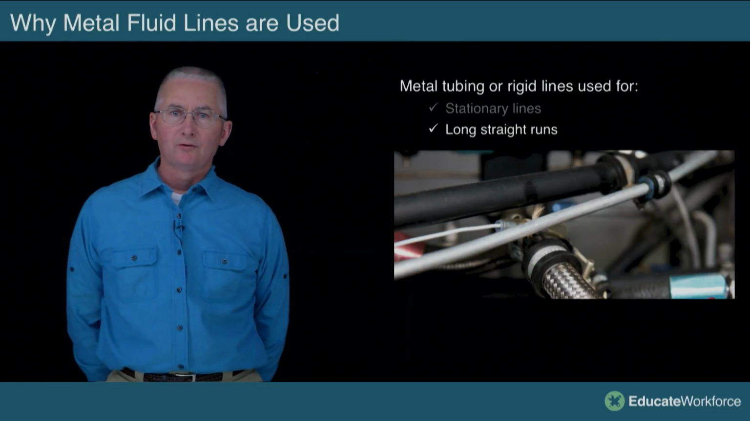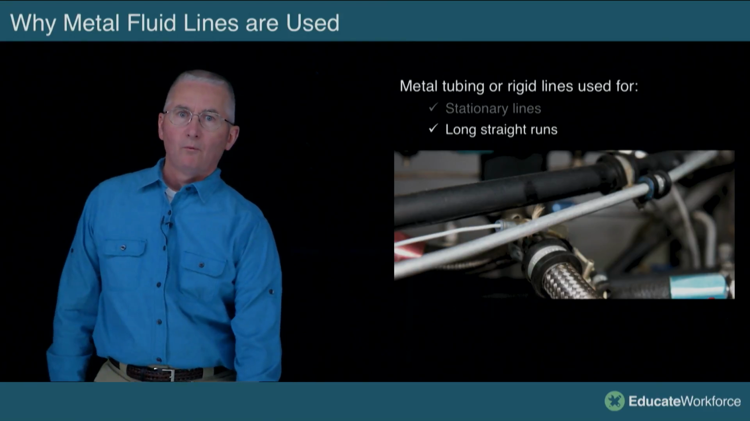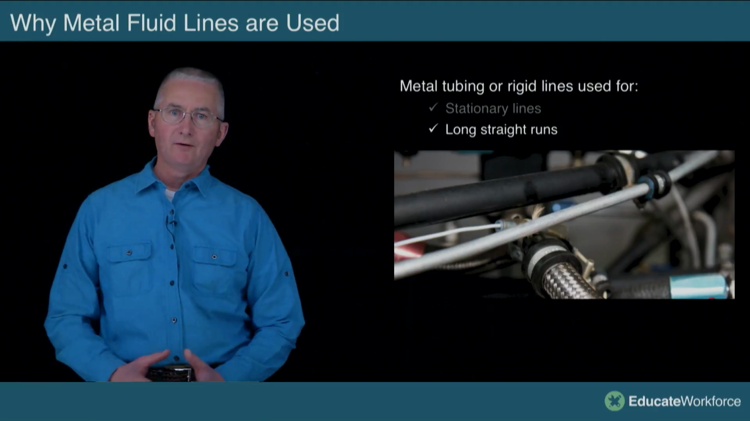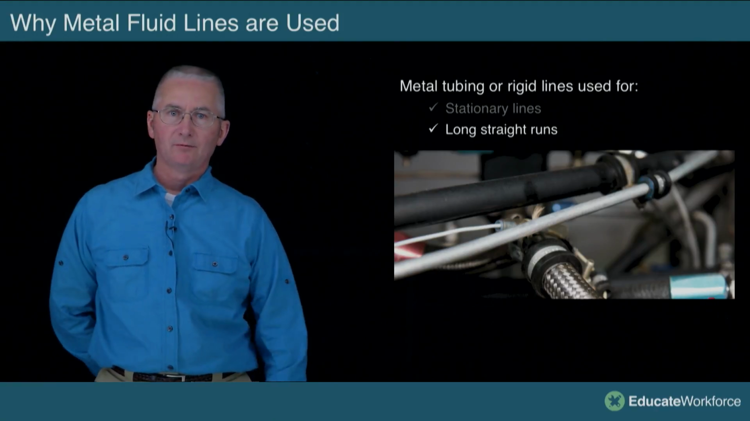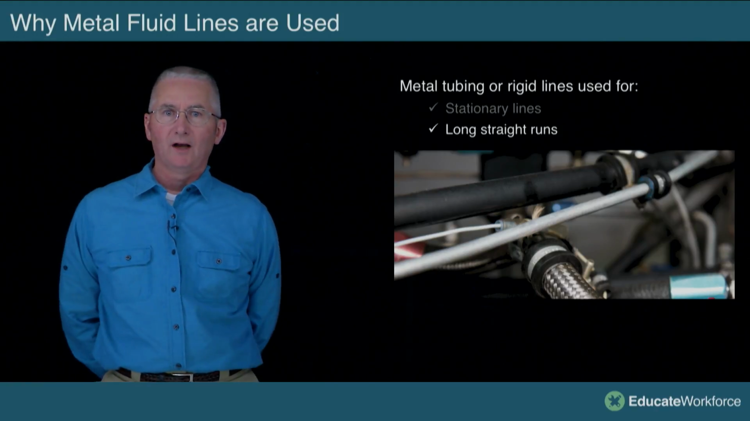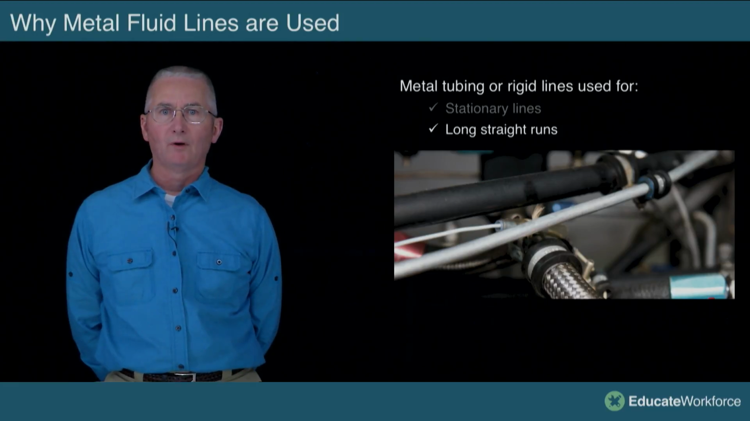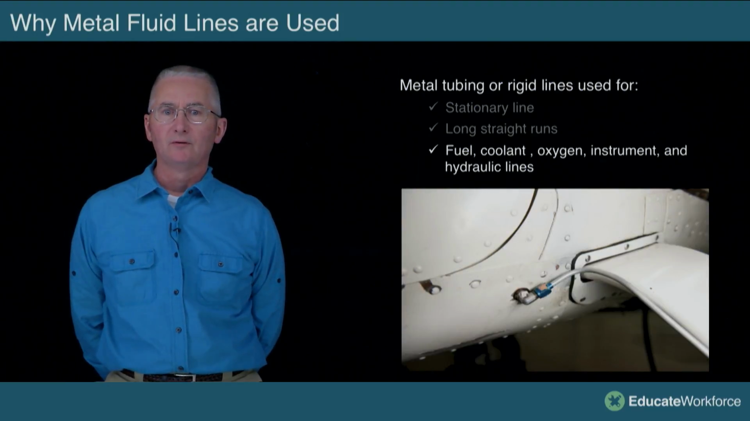Metal lines are going to be used for long, straight runs where we don't have a whole lot of bends. If you have to have a lot of bends, or we have something that's flexible and moving, again, we're not going to use a rigid line. We're going to want to go ahead and use a flexible hose.